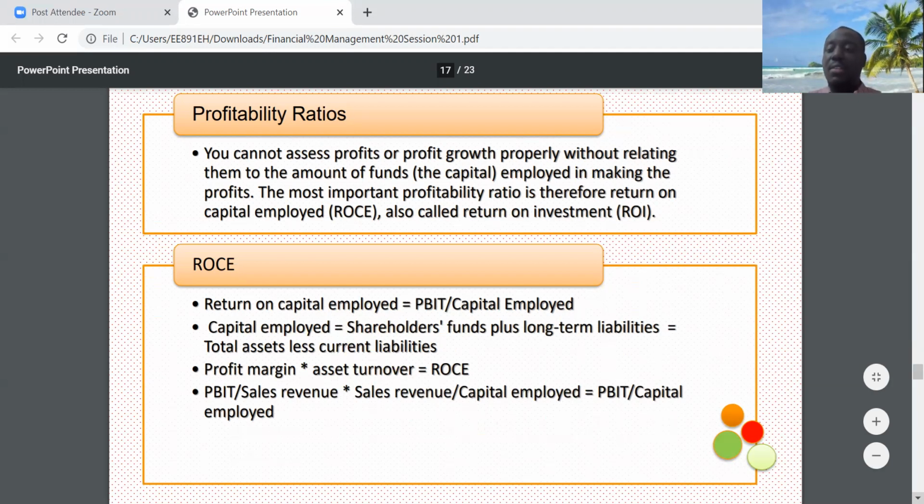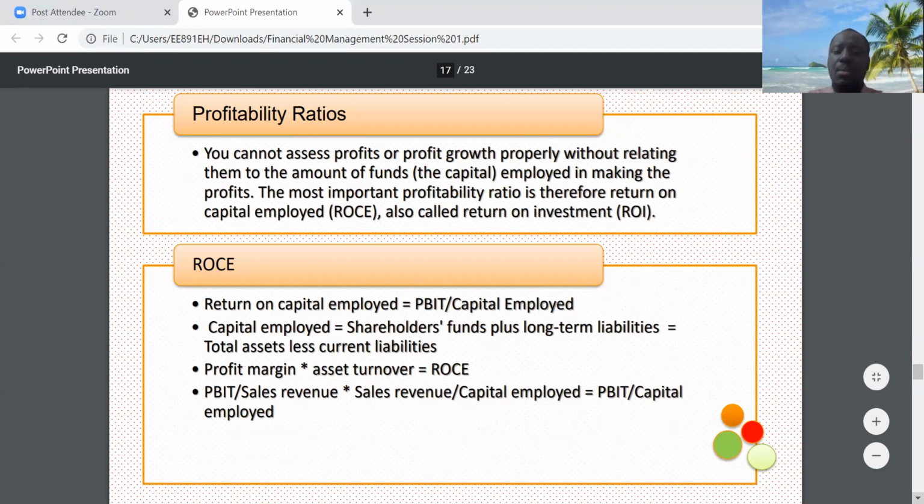Your profit before interest and taxes is simply operating profit, the profits that you earn from your day-to-day activities. You put in the capital to make money through your day-to-day activities, so it's only fair that you use operating profit. So your operating profits divided by your capital employed, that is, profit before interest and taxes divided by your capital employed.